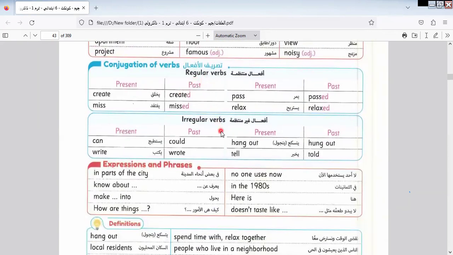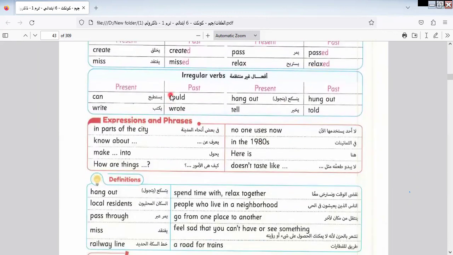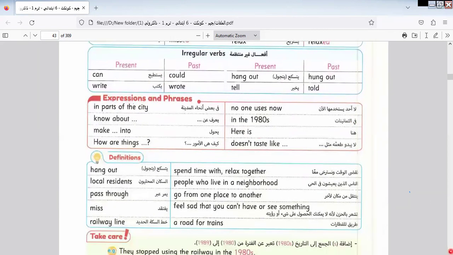The regular and irregular verbs, I will explain. Before that, regular verbs are formed by adding -ed, like created, missed, relaxed. The irregular verbs are like can, could, write, wrote, tell, told. Here we have, as we told before, the irregular verbs.